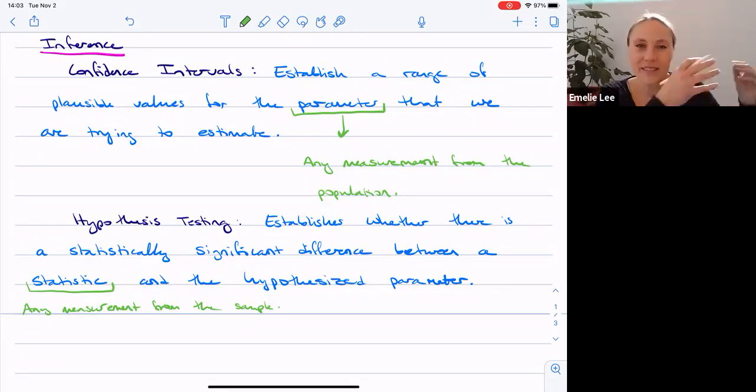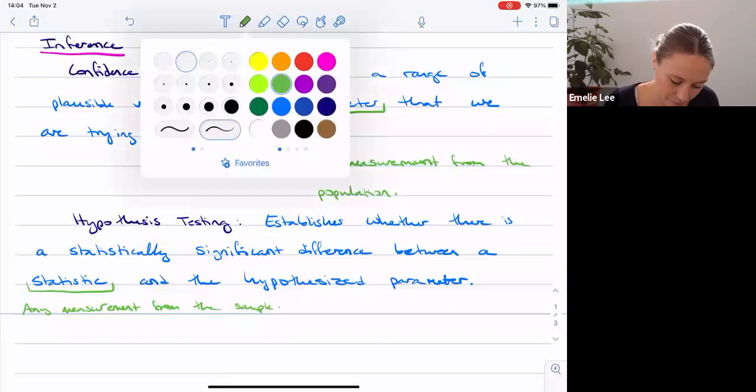Whereas, that only tells us, yes, there's a difference, or no, there's no difference, right? But the confidence interval lets us say what the difference might be. And so that's the difference between the confidence intervals and the hypothesis testing. In hypothesis testing, we're only really able to say, yes, there's a difference, or no, there's no difference, right? But we don't know what that difference is until we build a confidence interval.